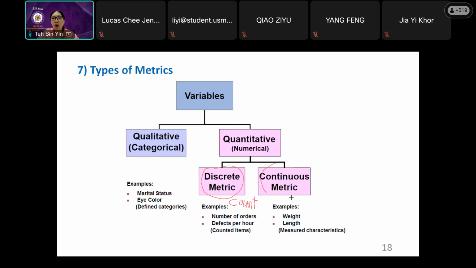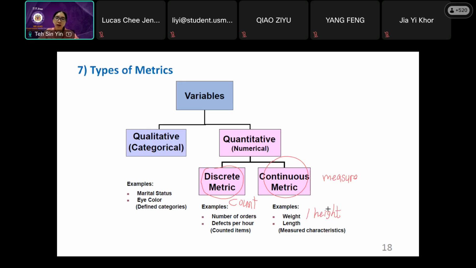What about continuous metric? Continuous metric, you need to measure it using a machine or using a device. For example, the weight, the height. Your height, your weight, you need to stand on the measurement scale machine.